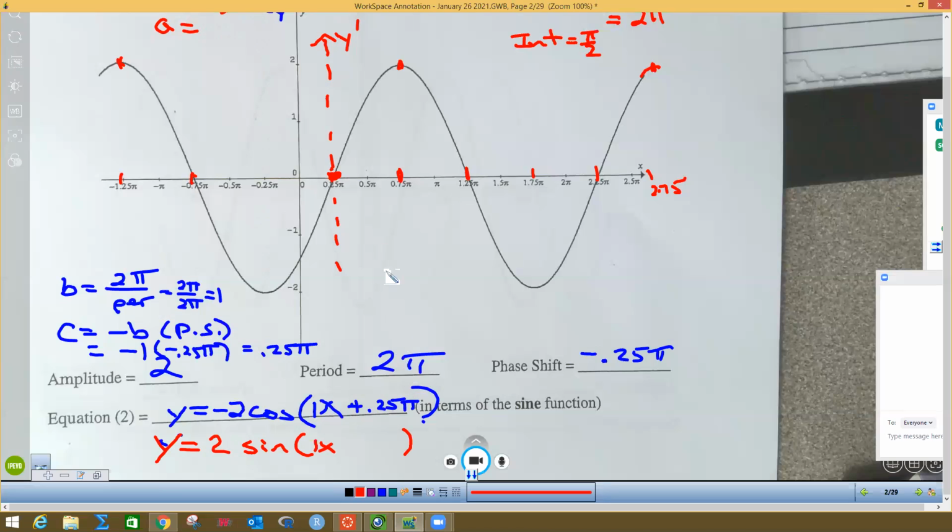Okay, now we need to find C. So again, this C is still equal to negative B times the phase shift. And we already know B is 1, so it's negative 1 times how far did we move the y? 0.25 pi. So negative 1 times 0.25 pi is negative 0.25 pi. So this is going to be minus 0.25 pi. And there's my 2 graphs.